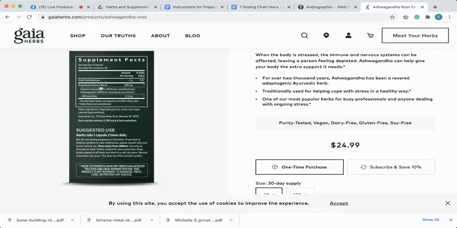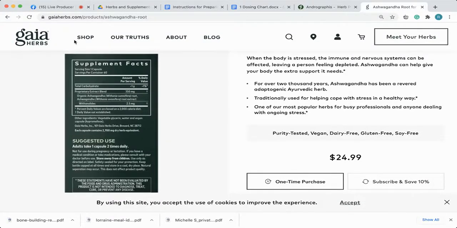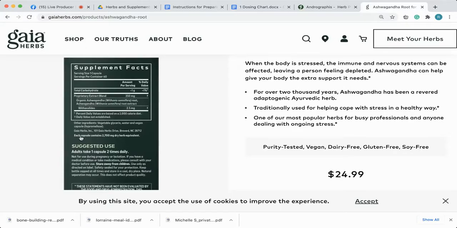This is a proprietary extract blend of 350 milligrams. It is highly unlikely that 350 milligrams is 350 milligrams. And if you keep reading it, actually, let me zoom in. See here, it says each capsule contains 2,700 milligrams dry herb equivalent. So you got to read the small print. If you were thinking, I want to get somebody a gram, I need to give them 3 caps, you would be actually giving them 7,500 milligrams dry herb equivalent.